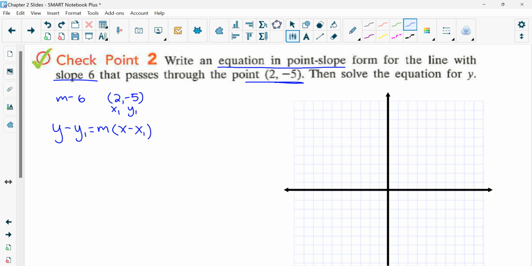So if we're leaving it in point slope form, all we really need to do is substitute the 6 in for the m, the 2 in for the x1, so it'd be x minus 2, and then we'd have y plus 5, because we minus a -5. That is the point slope form. You can leave it like that if it says point slope.